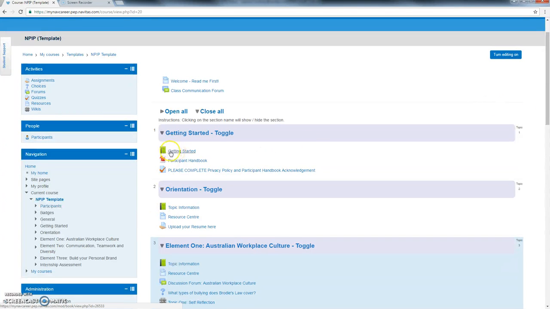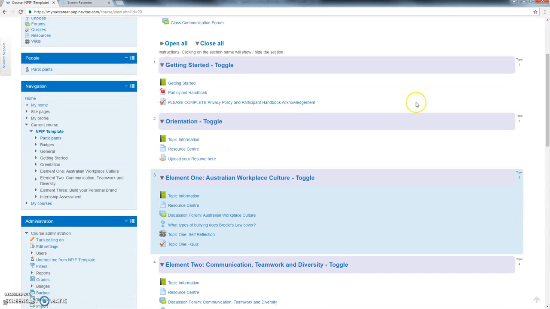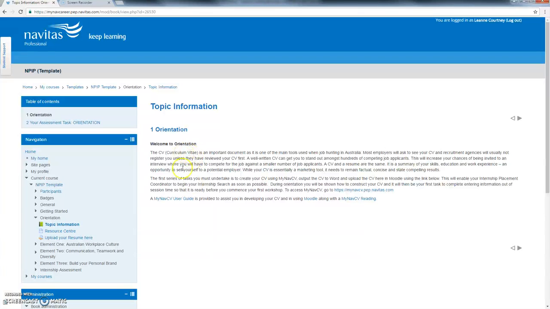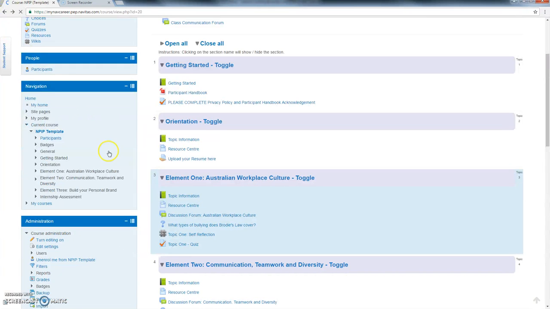Each topic has a book where it introduces the topic. They have to do their participant handbook sign-off, which is pretty standard, and look at our privacy policy. There's the orientation section. So each section has the booklet that introduces the topic. This is all about the MyNav CV and how they'll go along to use that.